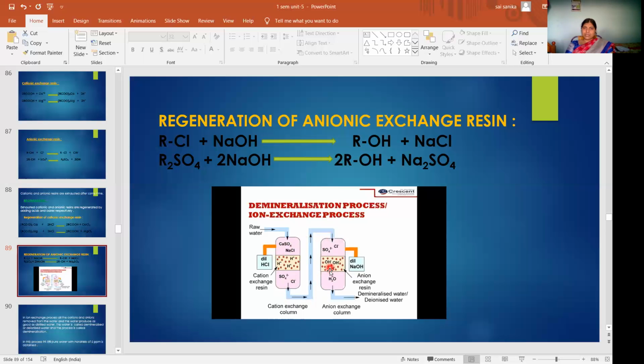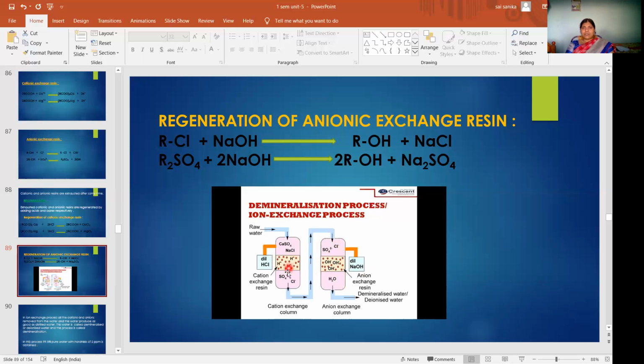Then after coming to the next container, basic resin is there. That basic resin will react with the anions present in the hard water. That means anions will be taken away by the basic resin, and OH minus ions will be liberated. The H plus ions produced in the first tank and OH minus ions produced in the second tank will combine and form water.